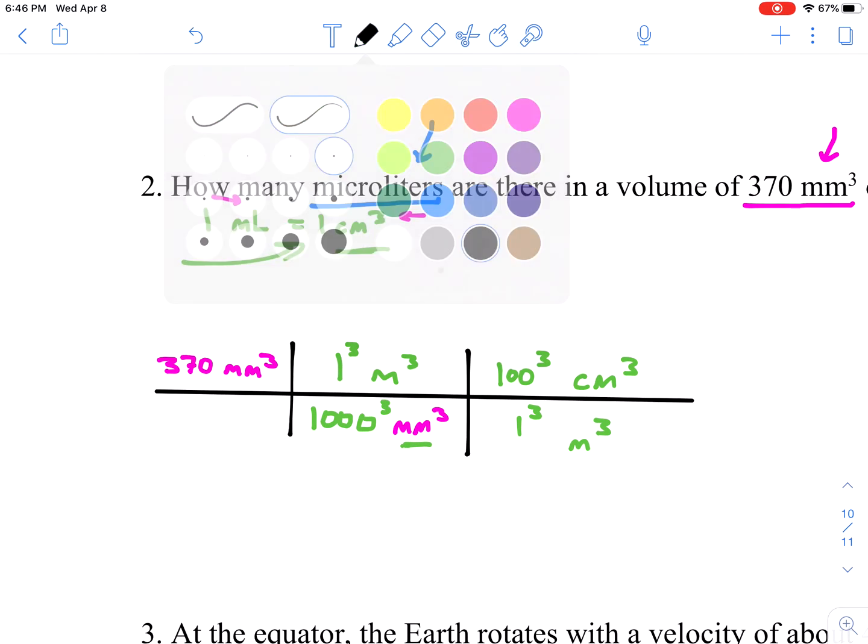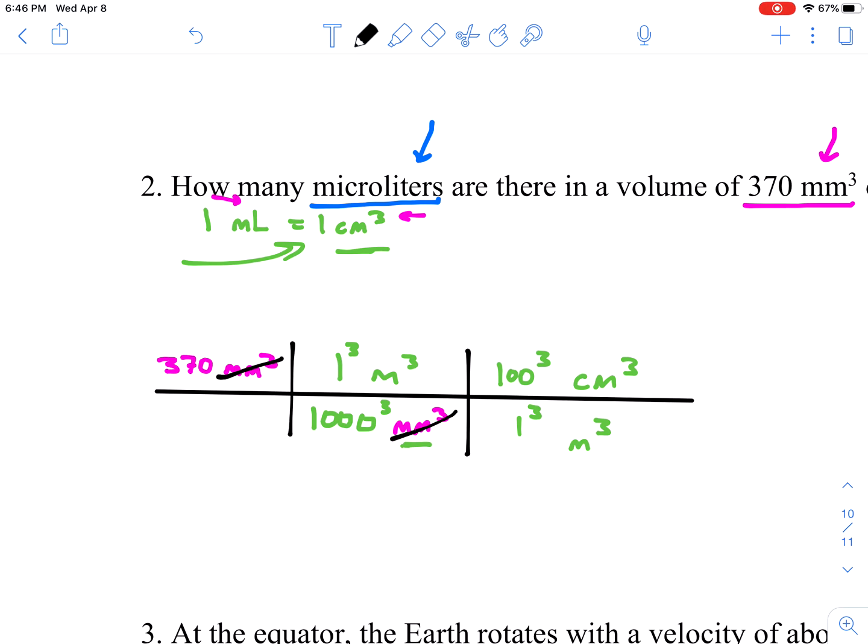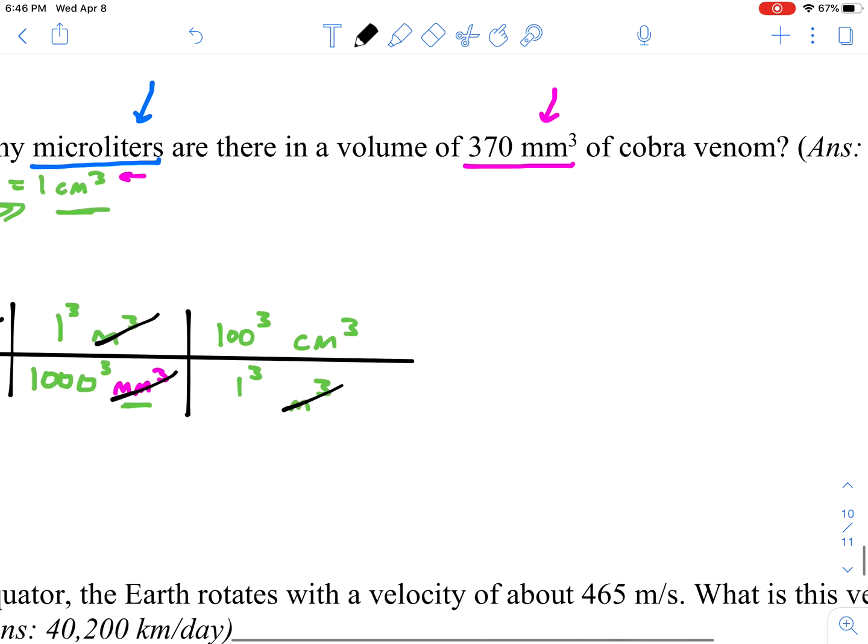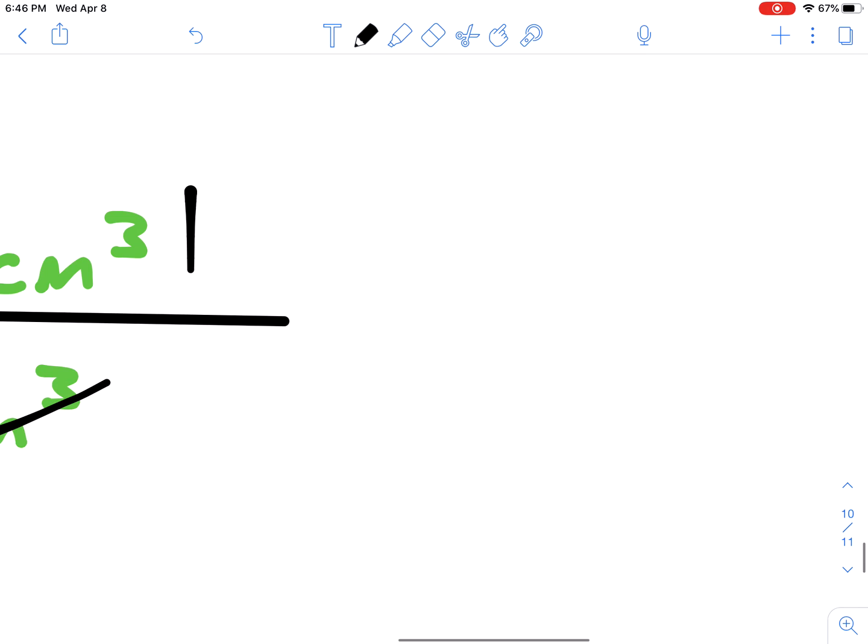Let's take time out. Let's cancel out the units so far. Millimeters are gone, cubic meters are gone. We're left with centimeters. We know that centimeters is our trick to turn into milliliters because we know that there is 1 cubic centimeter for every 1 milliliter.